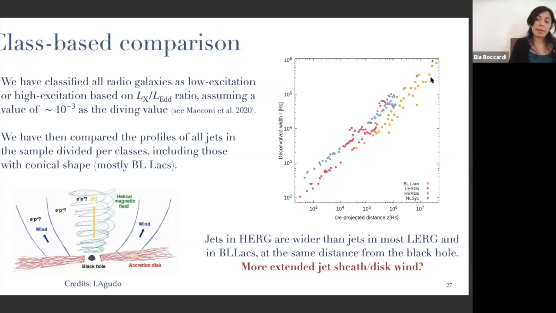Now, as you see, the BLX actually have a steeper profile. Indeed, the shape of most of the BLX in our sample is conical. Why is that? Because BLX are probed on larger scales on average, and therefore, if they were collimating, this has happened in the part that we do not resolve in BLX. So we probe them already in the conical shape.